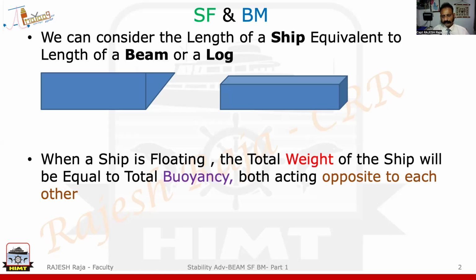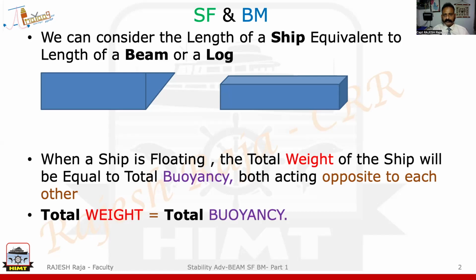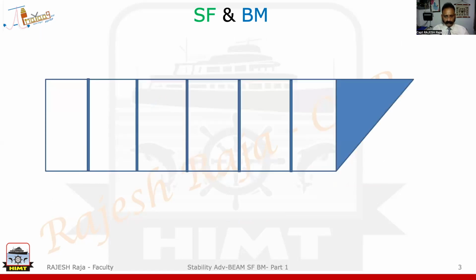When a ship is floating, you should agree that the total weight of the ship will be equal to the total buoyancy, both acting opposite to each other, which means that the total weight, which is also a force, should be equal to the total force of buoyancy also. So that is how an object will float. Now let me quickly take the shape of a ship, and I've divided it into various holds or compartments.